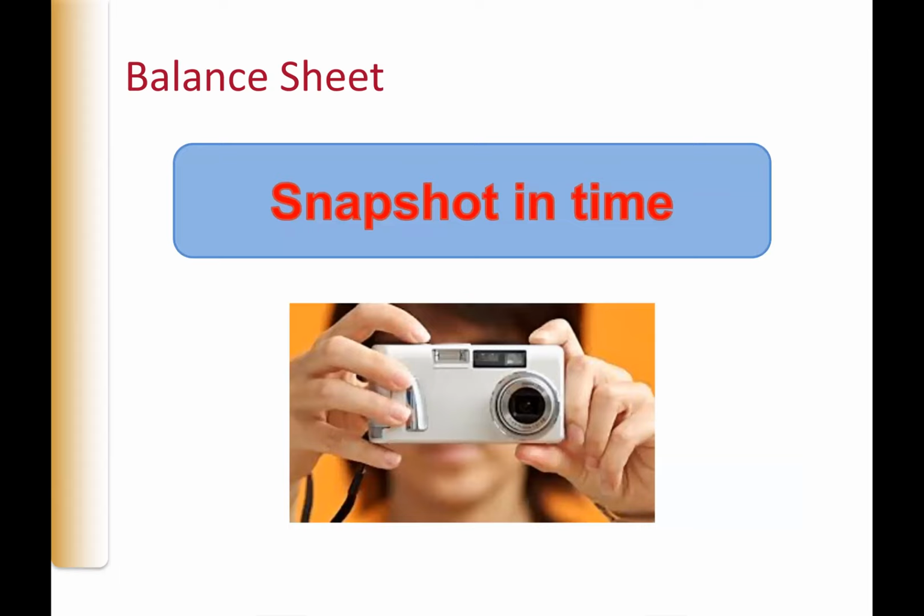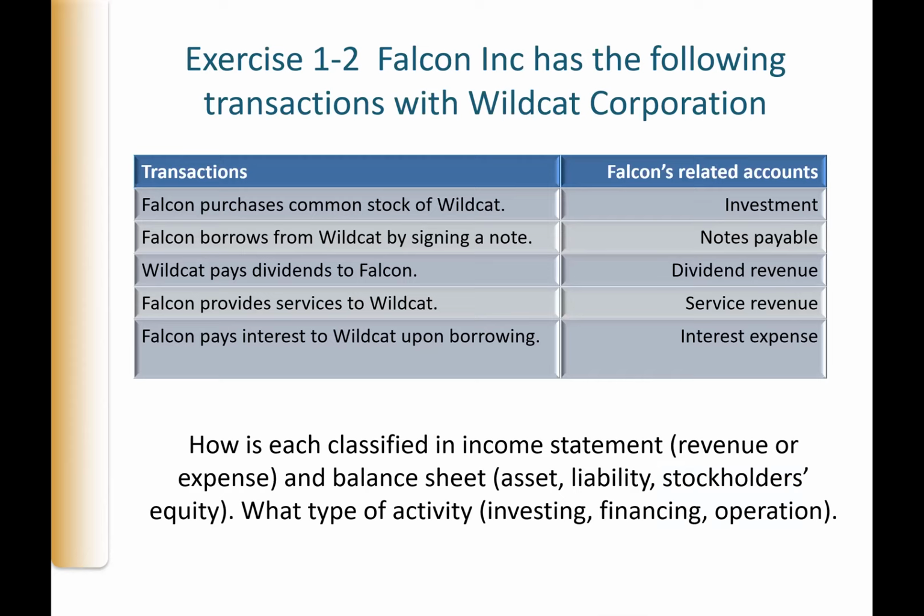Remember that a balance sheet is just a picture at one point in time. So on December 31st, we will see exactly what our assets are, what our liabilities are, what our stockholders' equity would be. And then on January 1st, one transaction is going to change it. It's just a snapshot. Okay?